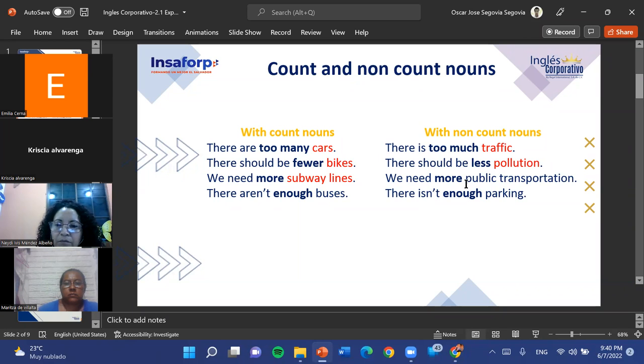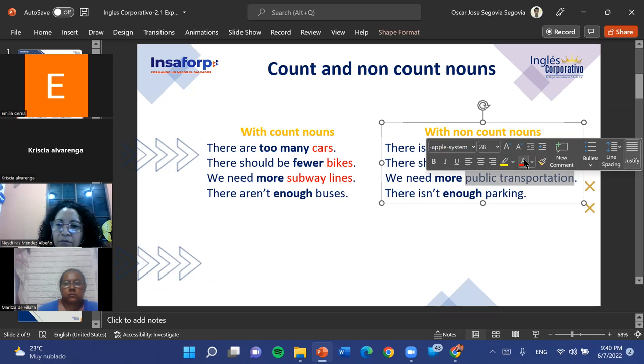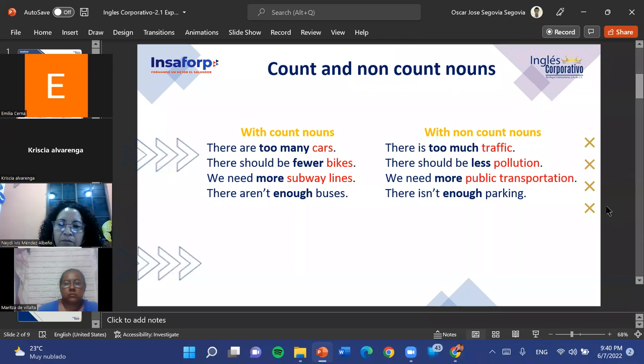La siguiente sería we need more public transportation. Public transportation, una vez más, viene siendo solo como una idea, como una situación general. Entonces, el transporte público, una vez más, ¿verdad? Casi nunca se utiliza el decir transportes públicos, ¿sí? O sea, porque es una idea general para toda la gente, el transporte público. Así que la mayoría de cosas que tienen que ver con ideas, que tienen que ver con sentimientos también, van a venir siendo representados por nombres incontables, o se van a entender como nombres incontables.